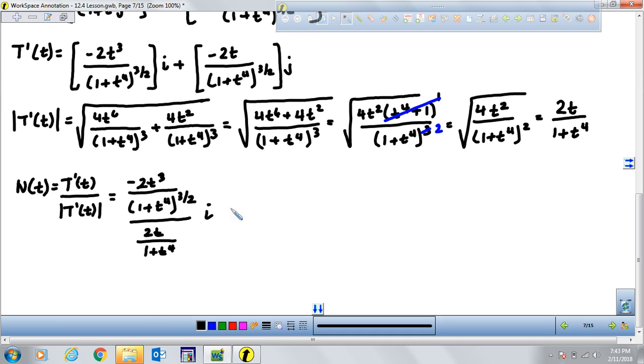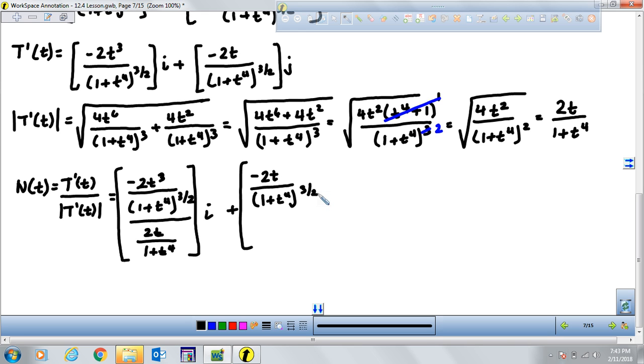That would be my i component, plus, and then the derivative of the unit tangent vector, which is this, on the j component. This is the i component, which is going to be negative 2t over 1 plus t to the fourth raised to the 3/2 divided by the magnitude, which is 2t over 1 plus t to the fourth, and that is the j component. We can reduce this, flip the fractions, and multiply. Right? So that will leave us with the following.